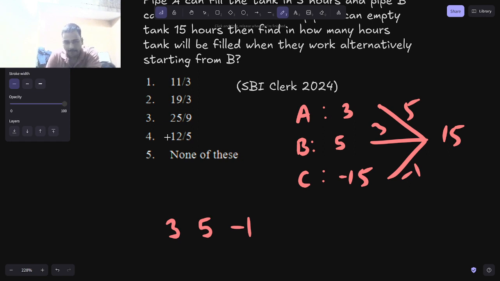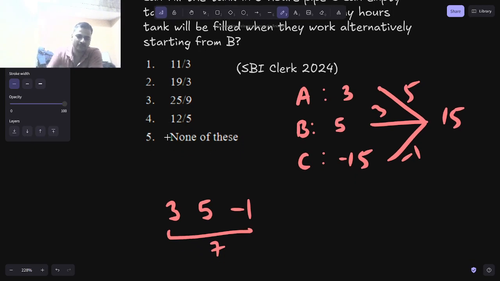Okay, now in 3 hours how much work is done? 5 plus 3 is 8, and minus 1 is 7. So in 3 hours 7 units of work are done. Now next who will come? Again B will come. One cycle was completed, so again B will come. Then according to our convention, A will come, then again C will come. Now after 6 hours how much work is done? Another 7 units of work. So 14 units of work have been done.